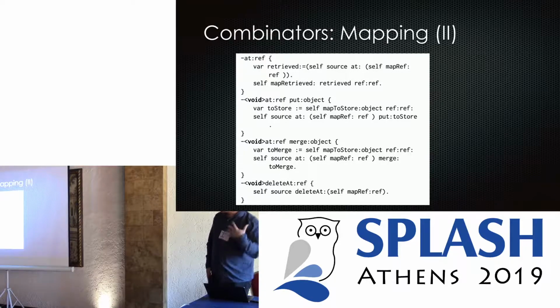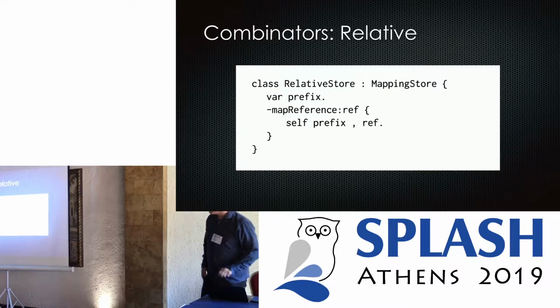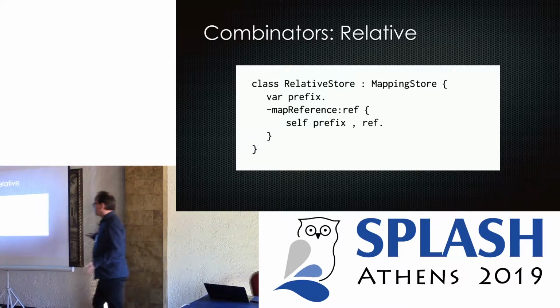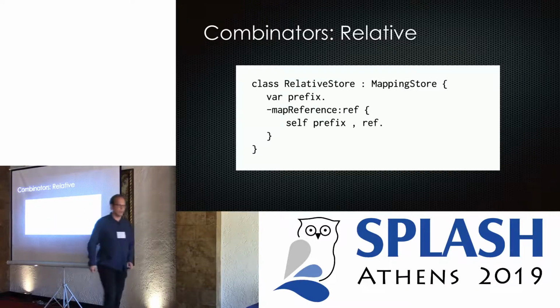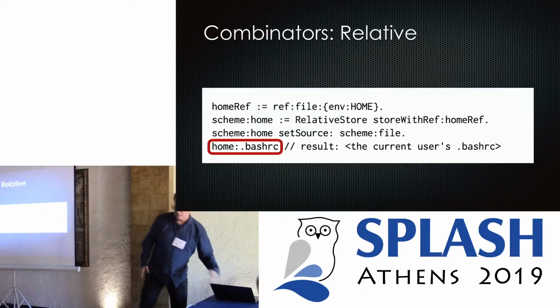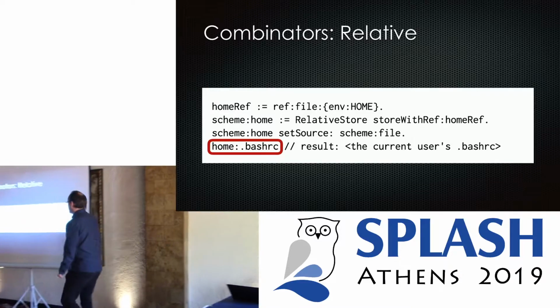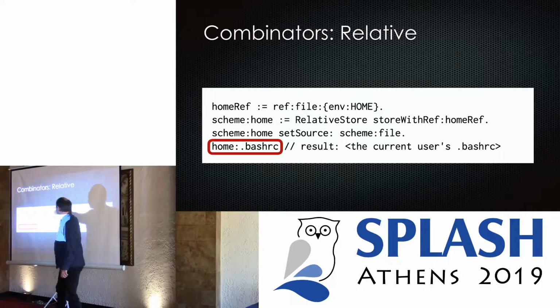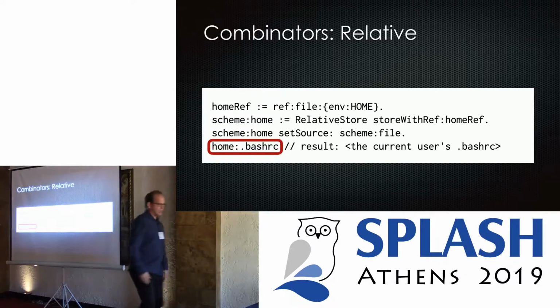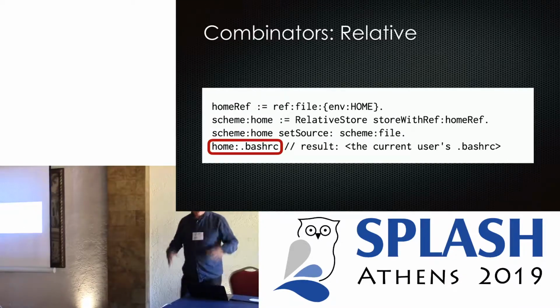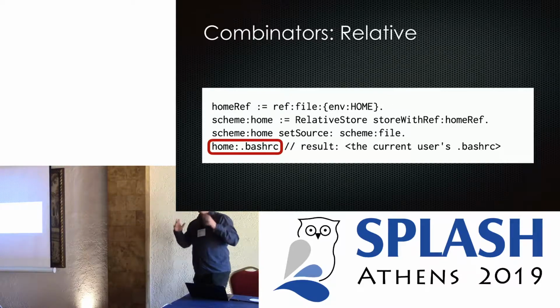And then if you want to implement one of these stores, the relative store, well, it implements one of these methods, the one that maps the reference, and it just adds the prefix. And what that allows you to do is do some scoping. So for example, I want to get a new scheme going. That's the home scheme. That's my home directory. Well, I can just say, get me the reference to my home directory, get a relative store, hook these together, and then I have a home scheme that I can use without reference to the full path.